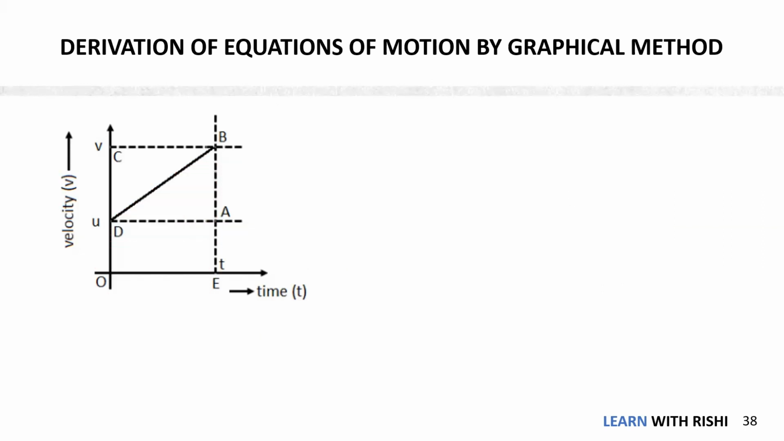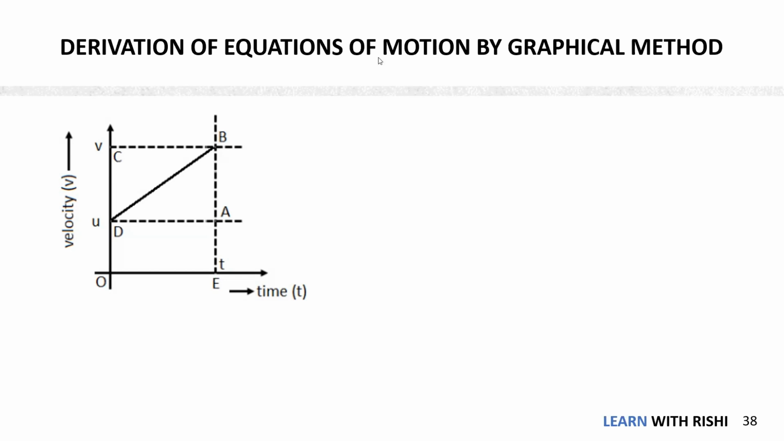Now let us discuss the derivation of the third equation of motion, which gives us the relationship between displacement, acceleration, and initial and final velocity. This is the equation in which time is eliminated. In this equation, we don't have a factor of time. For proving this equation also, we'll use the velocity versus time graph of a body moving in a uniform accelerated motion. Here also we need to find the displacement.